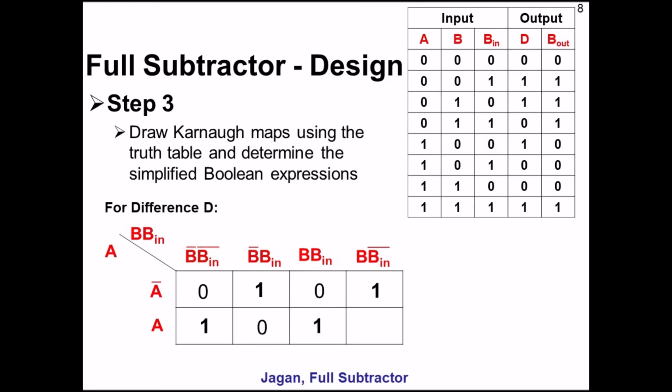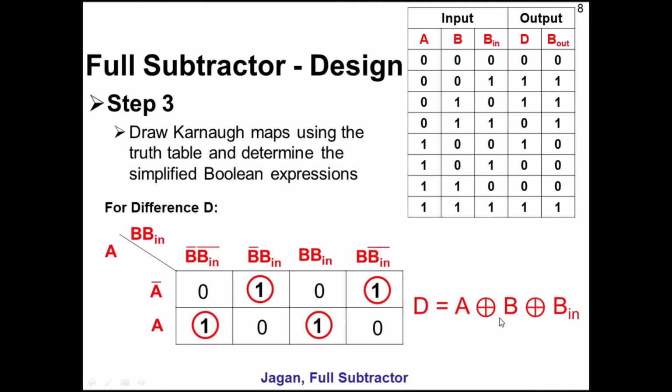So as we said, D is 1 when only one input is present or all the three are present. Okay, so this is for difference, and if you write the expression for the difference, you could see it is very similar to your full subtractor, right? So D is equal to A XOR B XOR Bin.